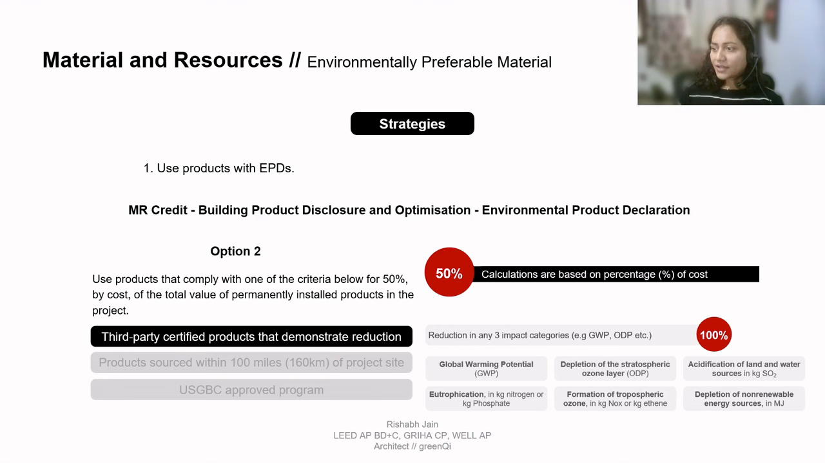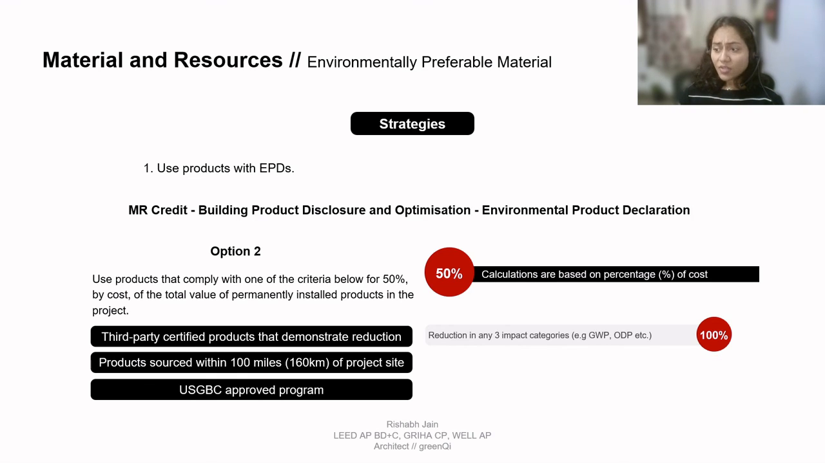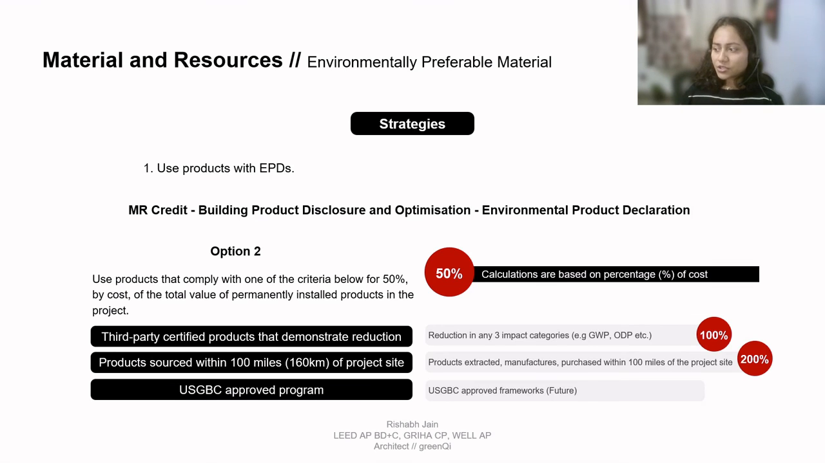Okay. And the second one is the products that are local, that are sourced within 100 miles, those will get 200% valuation. So you see the focus is very clear here that a product that is regional or local to the project site has a higher valuation because you are reducing the transportation emissions there.